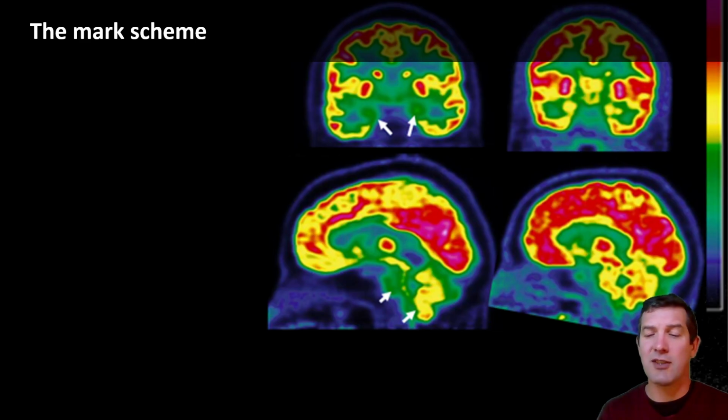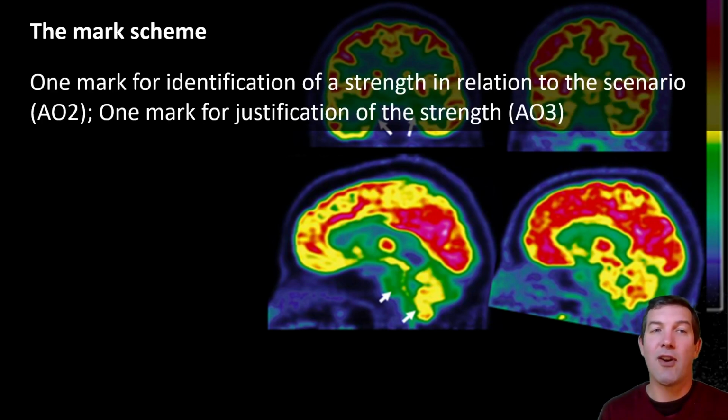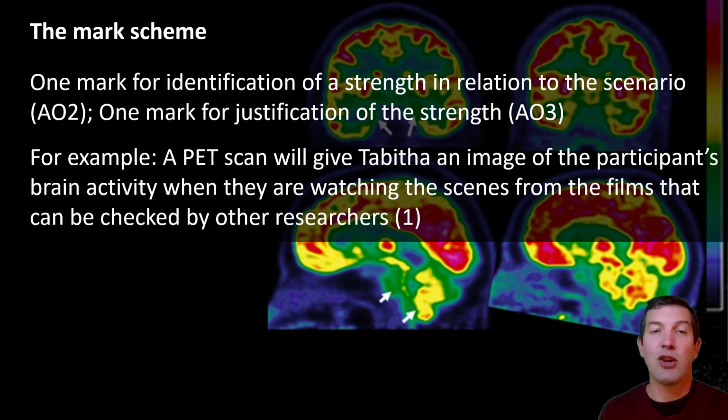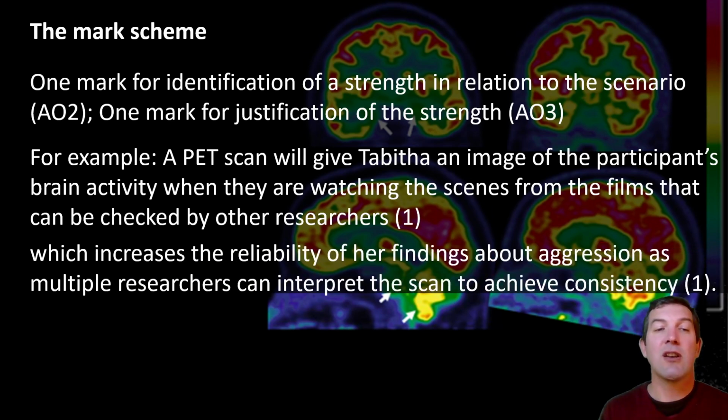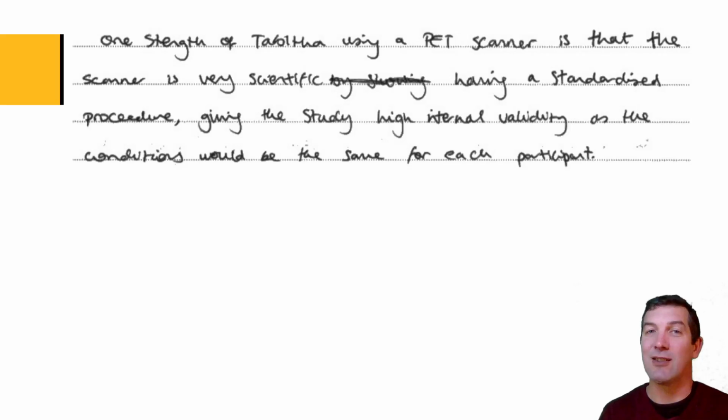Sticking with the mark scheme for a moment, let's have a look at what it says for this question. First off, it clarifies there's a mark for identifying the strength, that's AO2. There's a mark for justifying why it's a strength, which is AO3. It gives an example of how you might do that: a PET scan will give Tabitha an image of the participant's brain activity when they're watching the scenes from the films that can be checked by other researchers. And then the justification: that increases the reliability of her findings about aggression. In both of those points, there is a link to this particular study of aggression. Generic answers score 0 marks, so you have to relate what you're writing to the scenario.